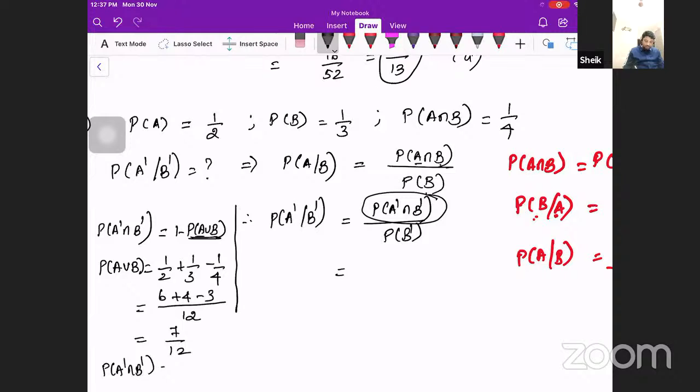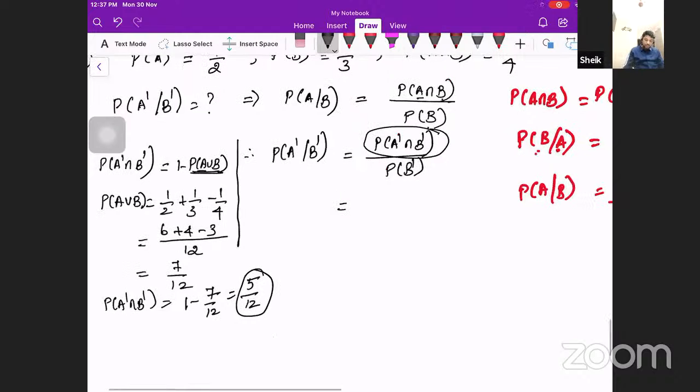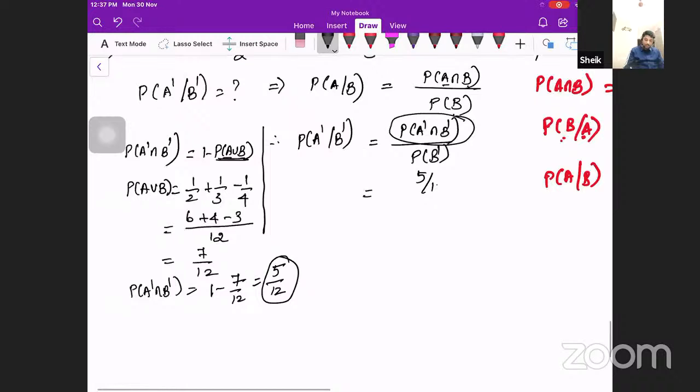So 1 minus 7 by 12 is equal to 5 by 12. First we'll be finding P of A union B. Then I'll substitute here. P of A dash intersection B dash is nothing but 5 by 12.